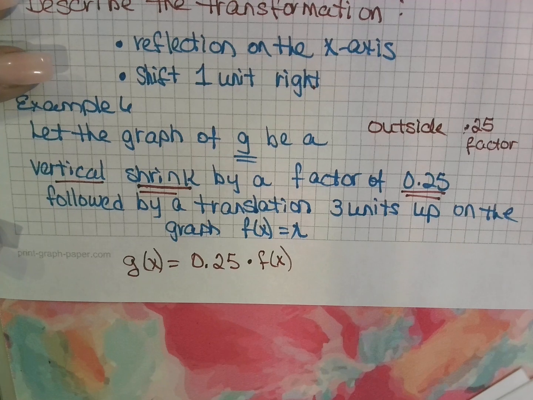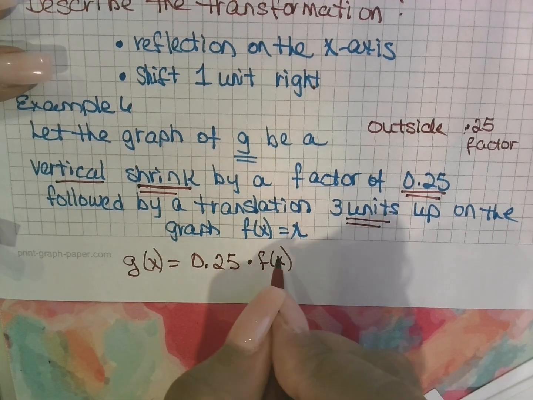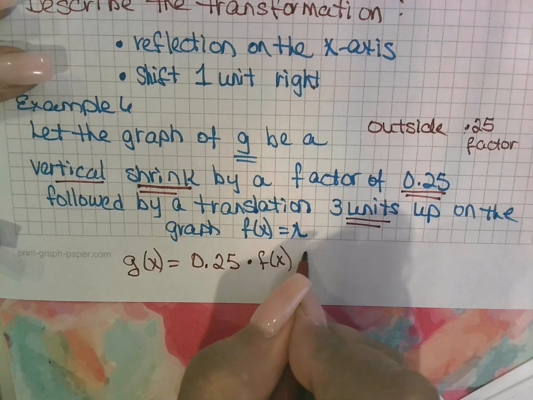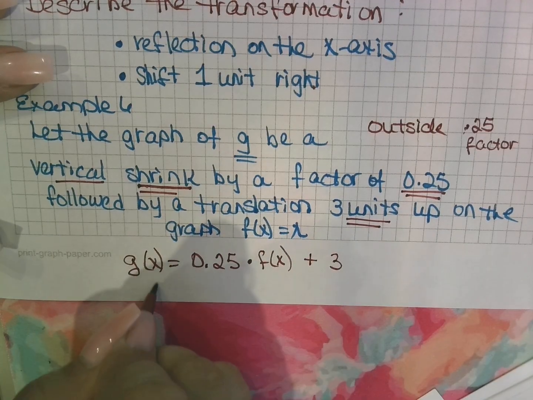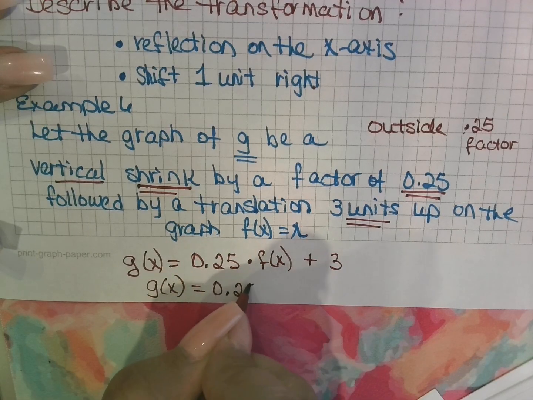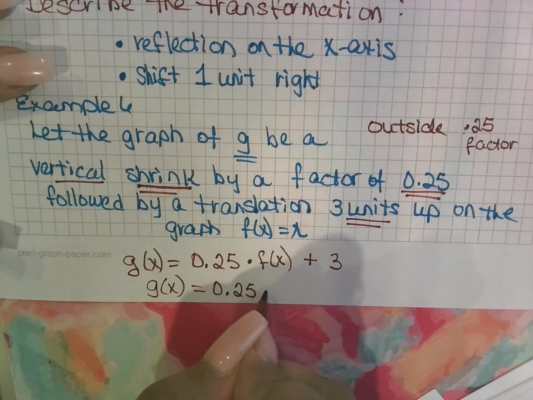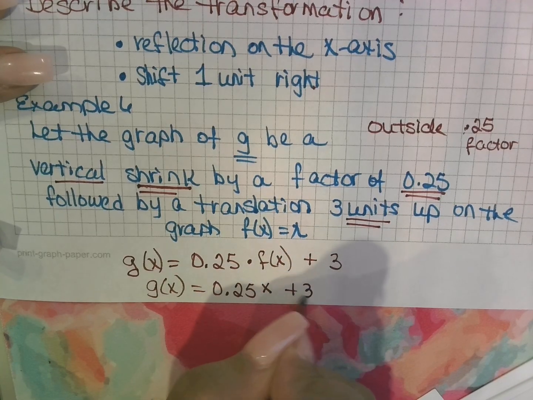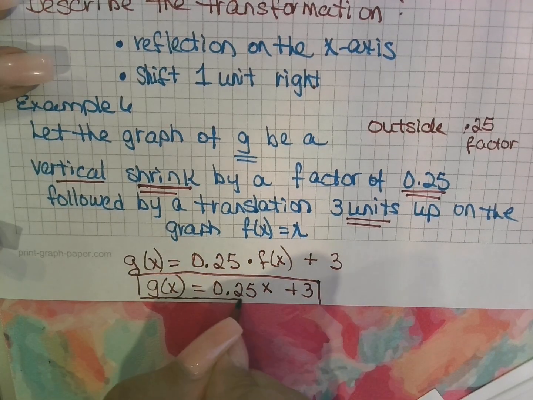Now the next part is followed by a translation 3 units up. So units up occur on the outside, so this is just really easy, plus 3. All right, and then all we do here is where there is an f of x, you're going to put the x, and so this is just 0.25x plus 3. And you are done. All right, guys.